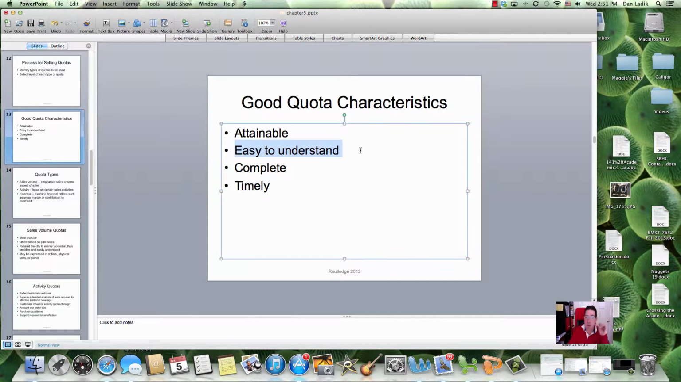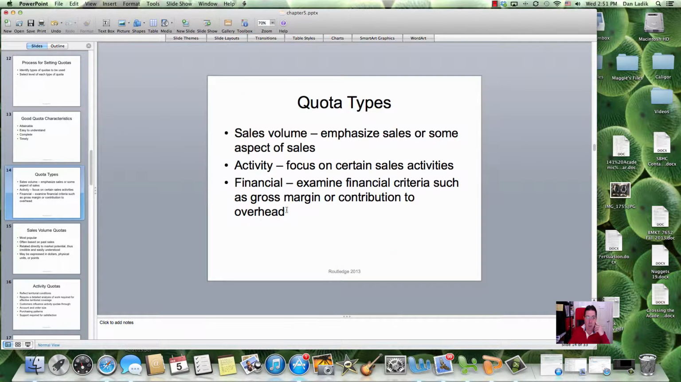A quota needs to be easy to understand. It can't be too complex. It needs to be complete, no vagueness, and it needs to be timely. It has to have a specific time function associated with it.